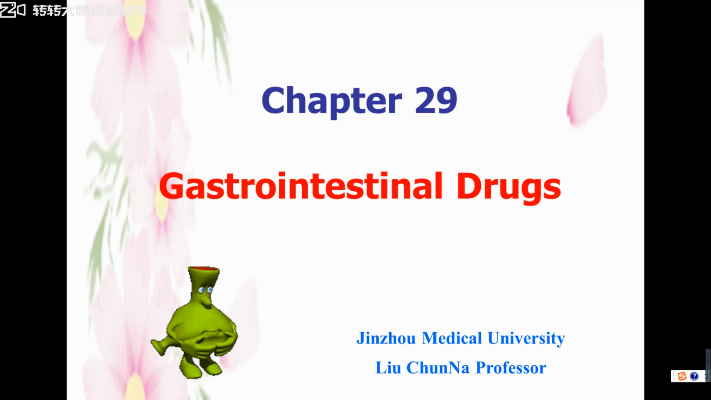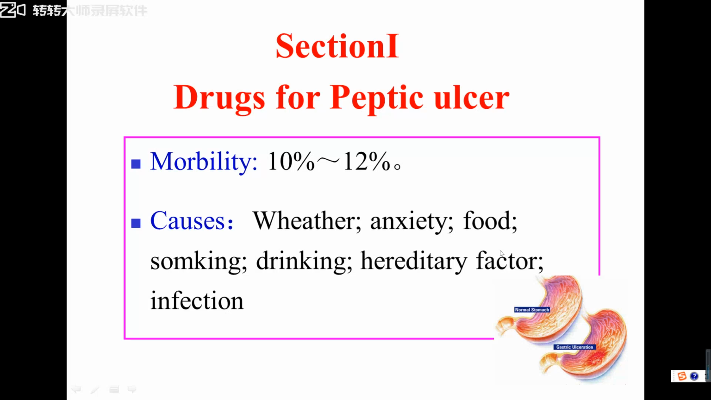In the gastrointestinal system, the common disease is gastric ulcer. So we will study the drugs for peptic and gastric ulcer. Gastric ulcer is a common disease of the gastric system in every country, because of its high incidence and high morbidity. About 10 to 12% of the population are ulcer patients. So we have a lot of gastric ulcer patients.